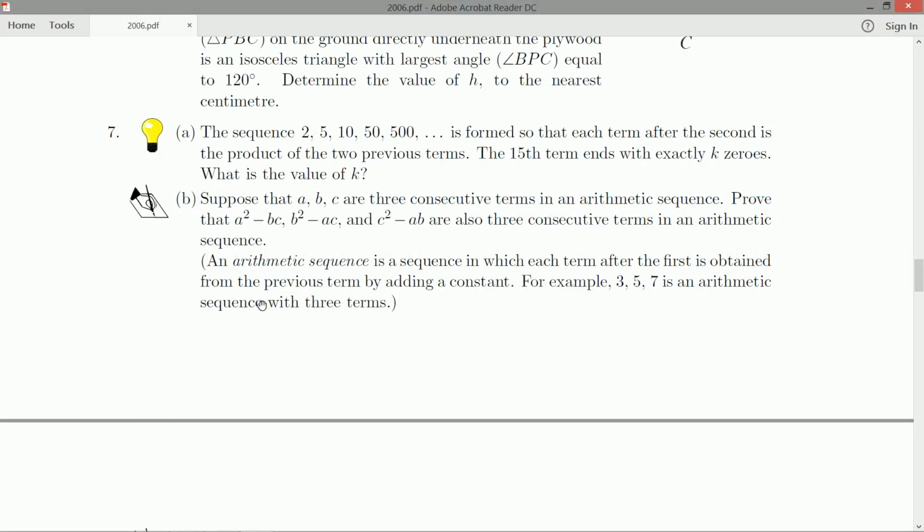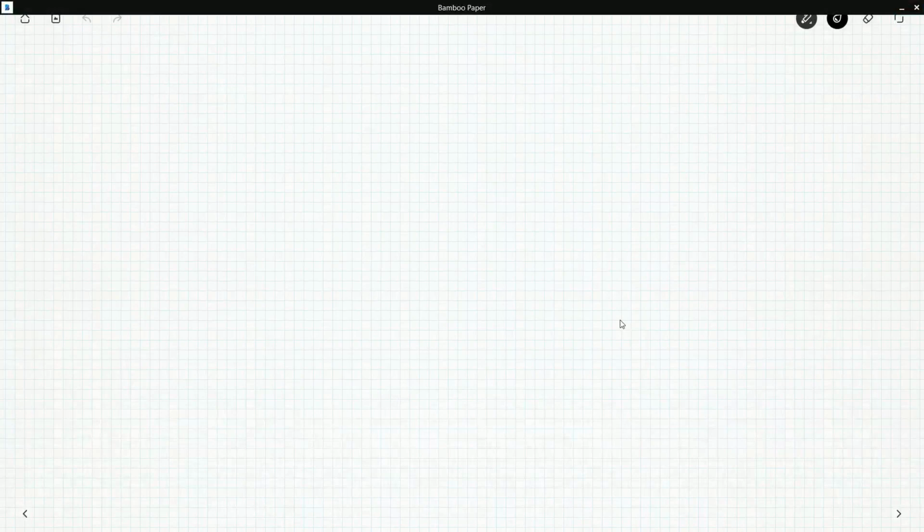And if we didn't know what it was, because I don't think it's always in the curriculum everywhere, an arithmetic sequence is a sequence in which each term after the first is obtained from the previous term by adding a constant. For example, 3, 5, 7 is an arithmetic sequence with 3 terms. Okay. Knowing these arithmetic sequences and geometric sequences is a major help in these contests.